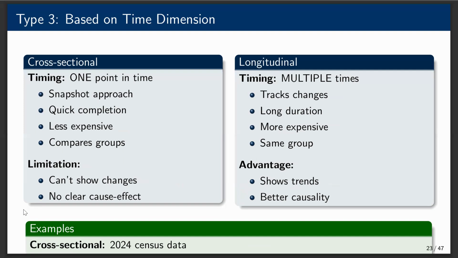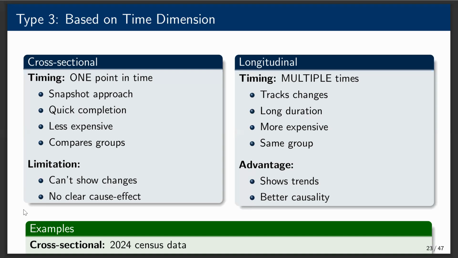So next is type 3, based on time dimension. This will be cross-sectional. The timing means 1 point in time. Snapshot approach, quick completion, less expensive, compare groups. Limitation: it cannot show changes, no clear cause and effect relationship.